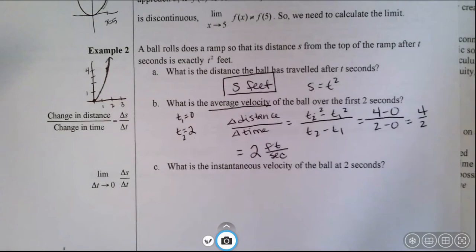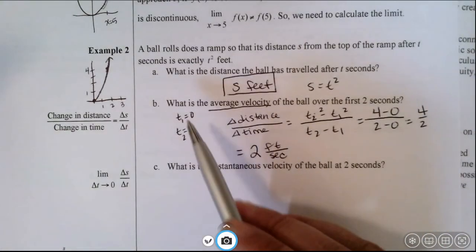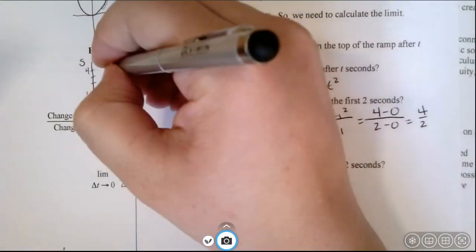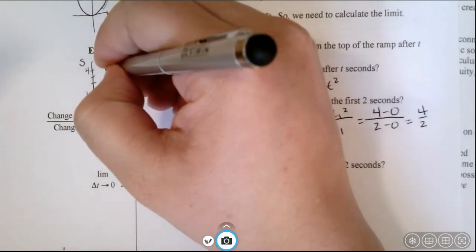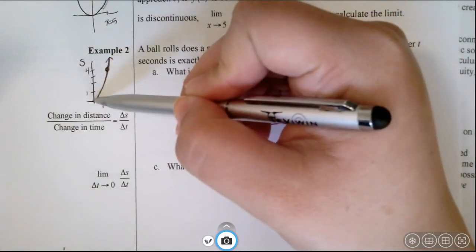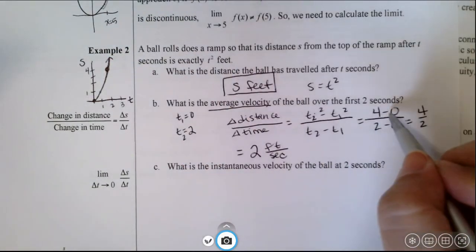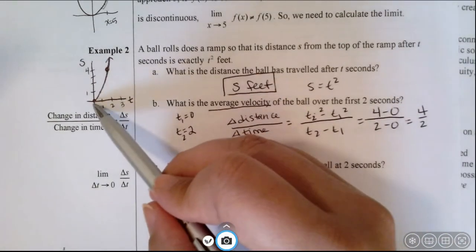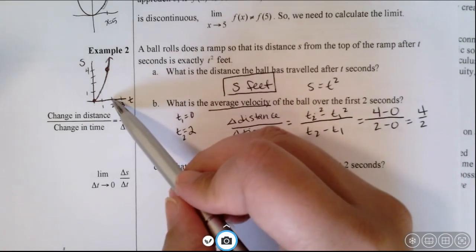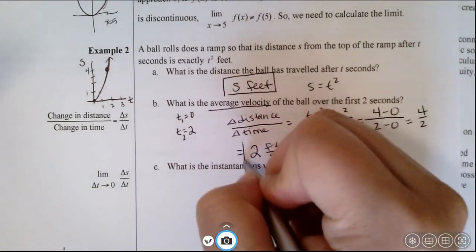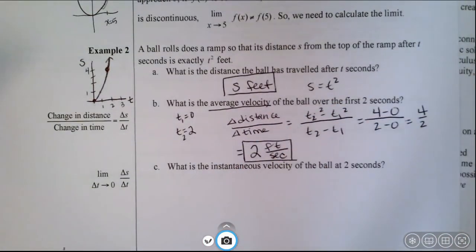Right, so we're substituting in. In order to find the change in distance, we subtract the 2 distances. Distance is our y values, and time is our x values. So the difference in distances in 2 seconds, we went from a distance of 4 and a distance of 0. So the difference between them is 4. Time went from 0 seconds to 2 seconds. So to find the difference in time, we do 2 minus 0, which is 2. Simplifying that, our average velocity over the first 2 seconds is 2 feet per second.